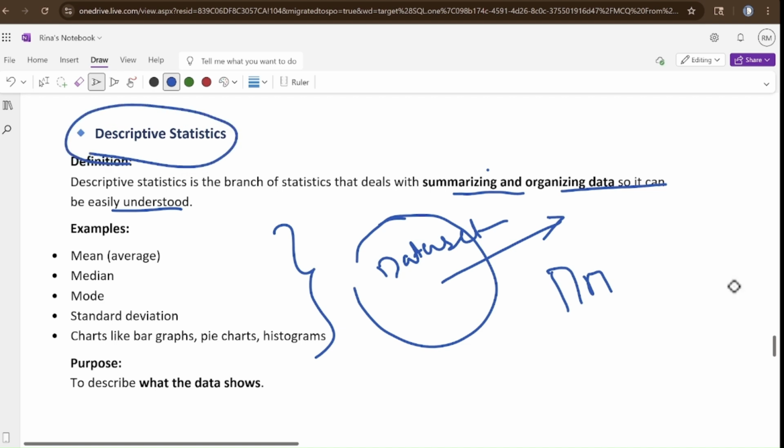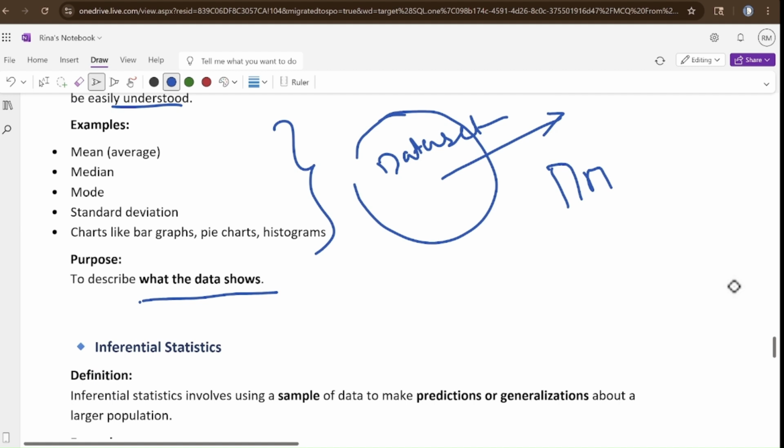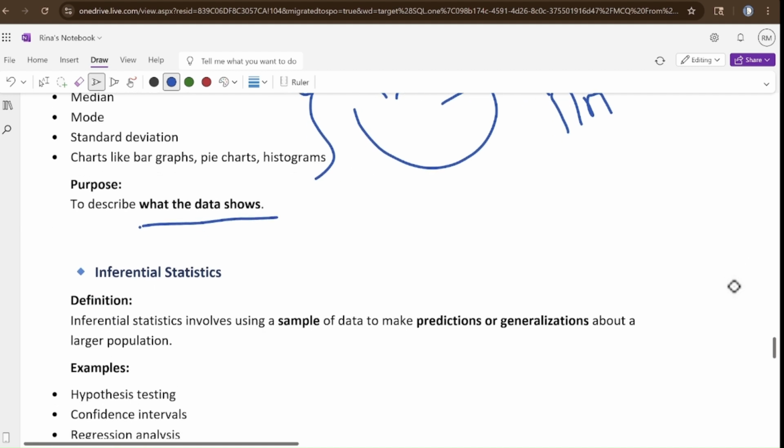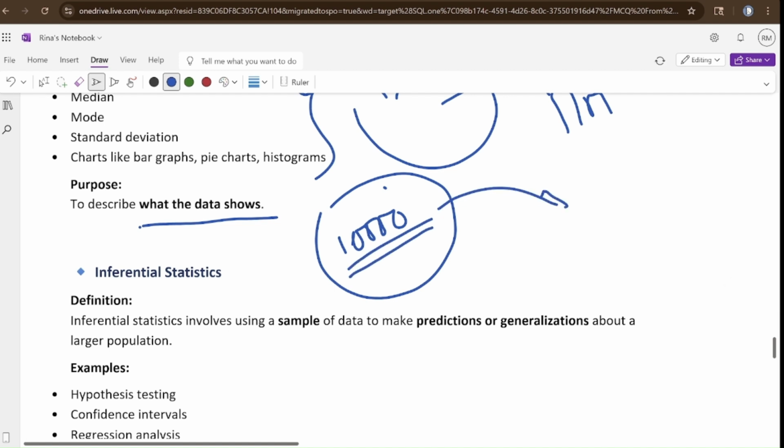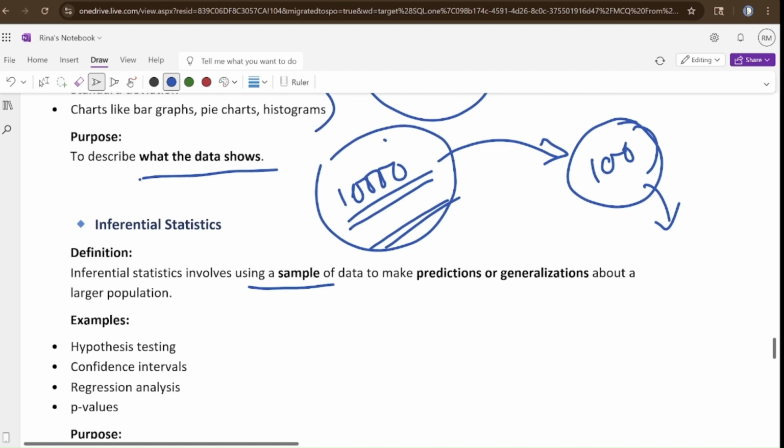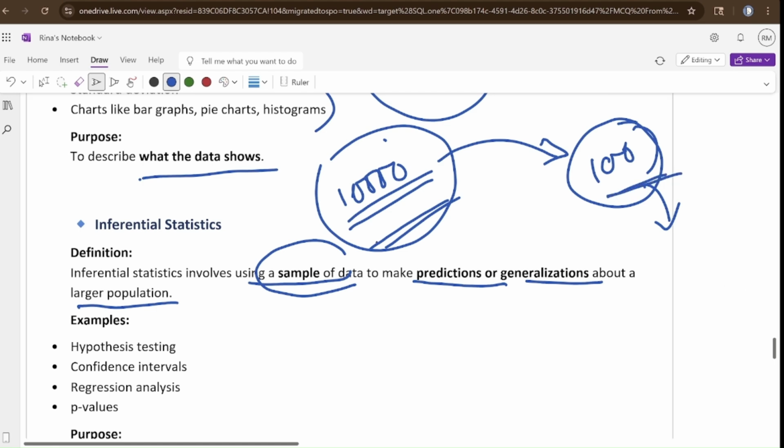Okay, these things we have learned. The purpose is to show what the data shows. But maybe your population is 10,000 and it may not be possible for you to get the data for all of them. So what you do is take a sample from here, let's say of 100 people, and then you calculate different kinds of statistics to predict about the population. That is what comes under inferential statistics. See, it involves using a sample of data to make predictions or generalizations about a larger population. So from the sample, you are predicting the population.